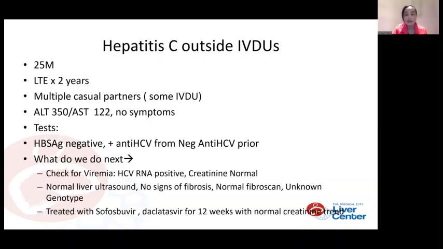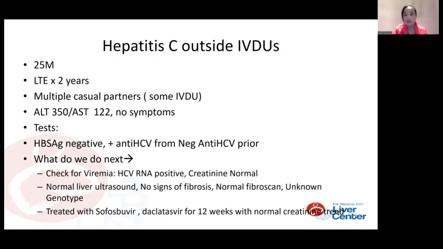So what do we do next for this patient? We check for viremia, and you see that RNA is positive. You check the kidney function. Creatinine is normal. The liver ultrasound is normal. He's able to do a FibroScan and it's normal, so no cirrhosis.